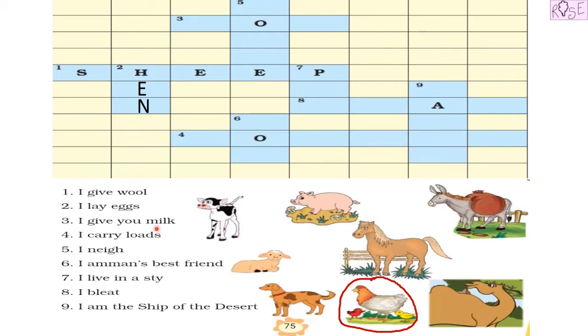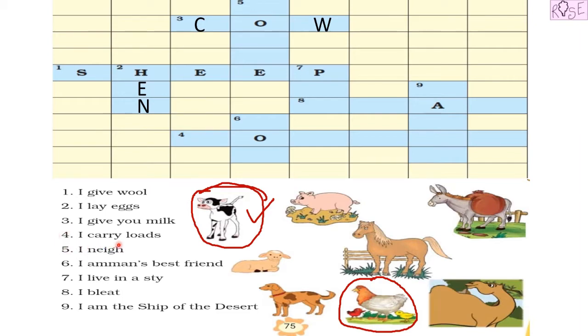Let's move on to the third one. I give you milk. So who gives us milk? Does a pig give us milk? No. Does a horse give us milk? No. Here is the animal which gives us milk. And what is the name of this animal? This is a cow. So we'll write cow on number 3. Where is number 3 on this crossword? Let's search for it. Here it is. So we have C O W. Cow.